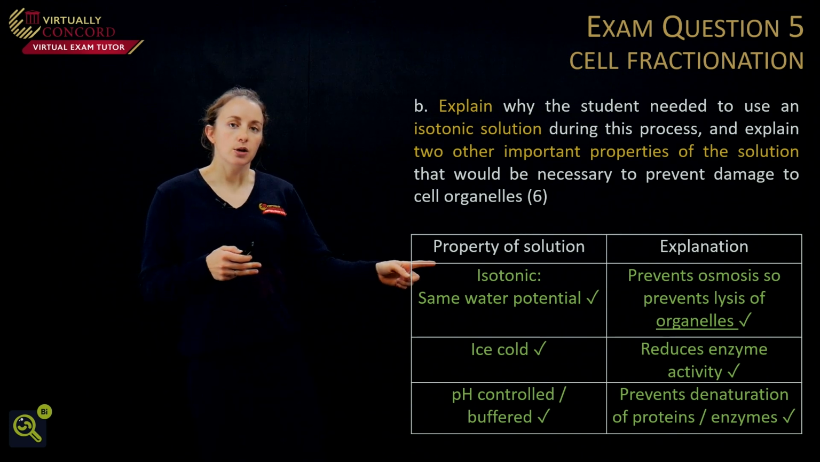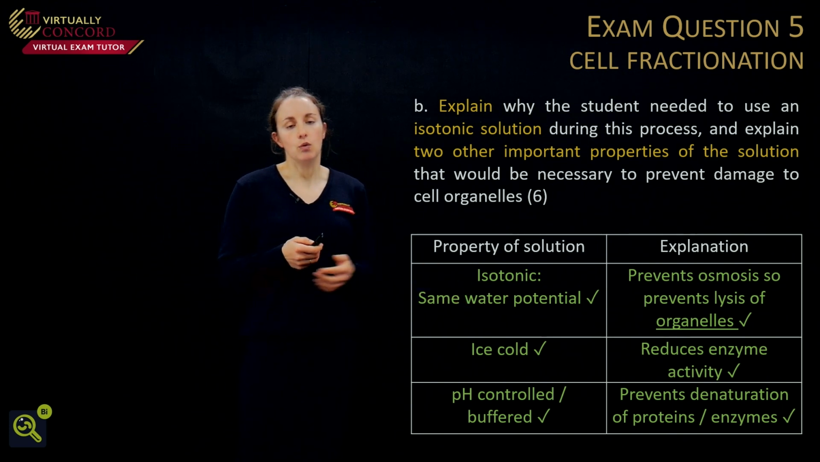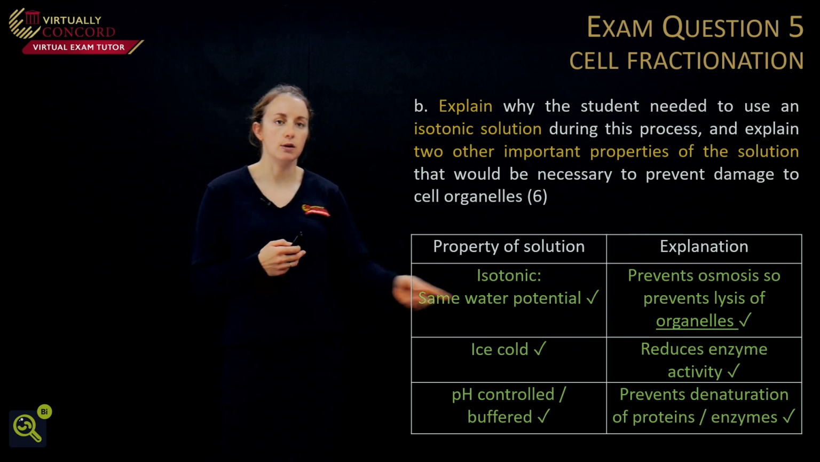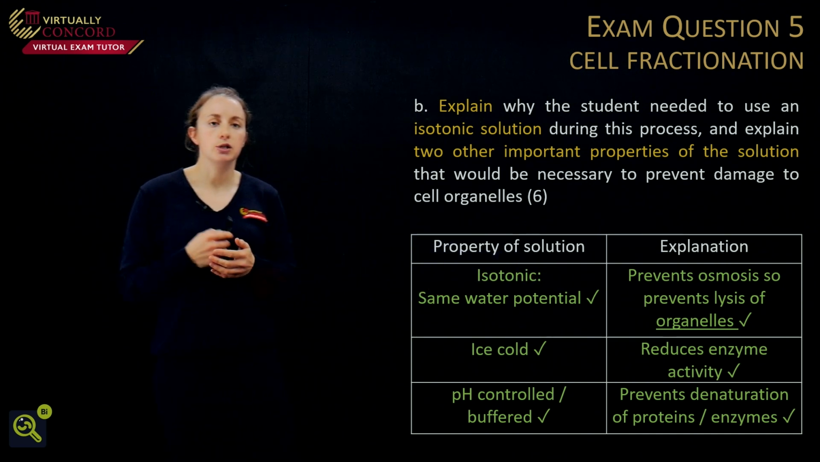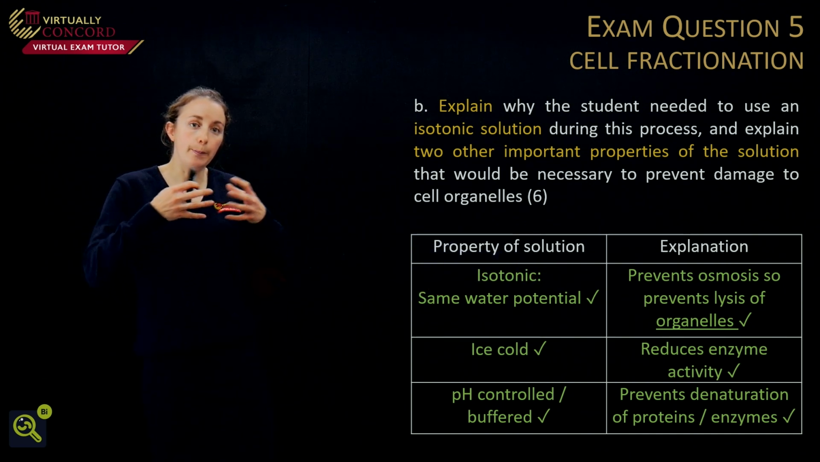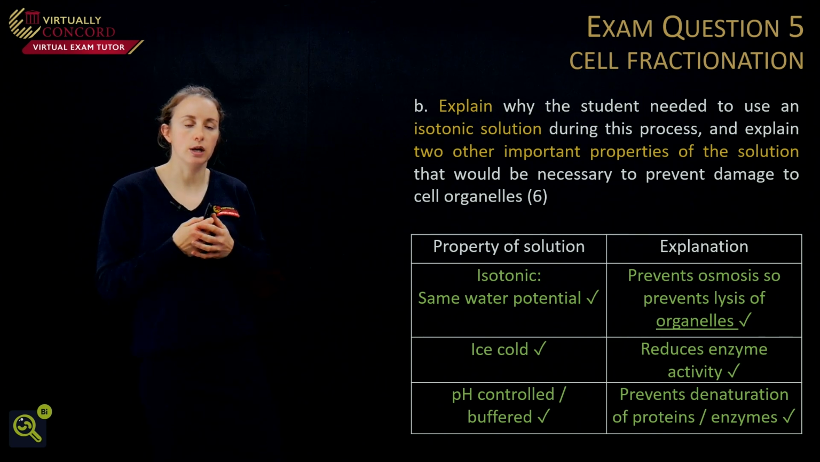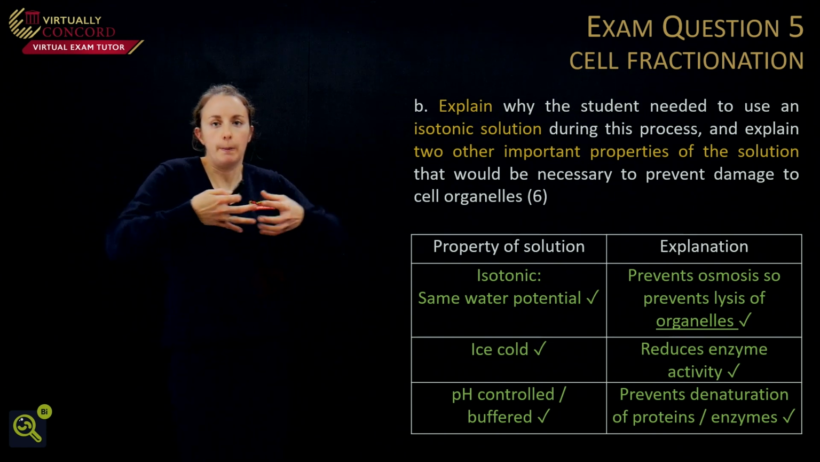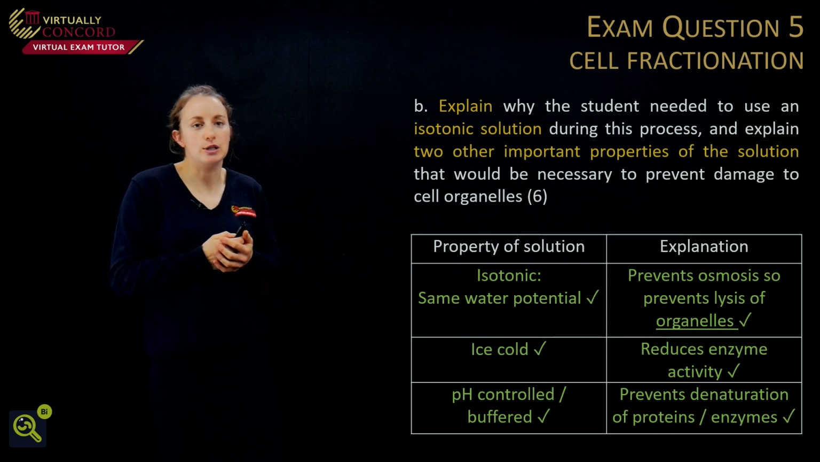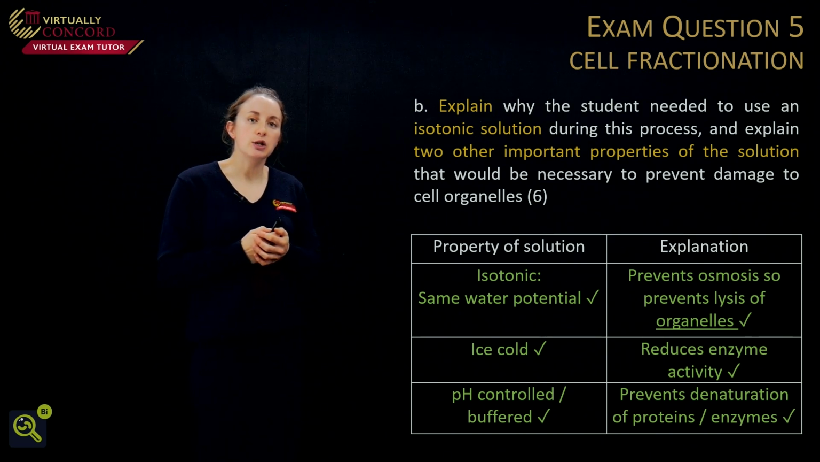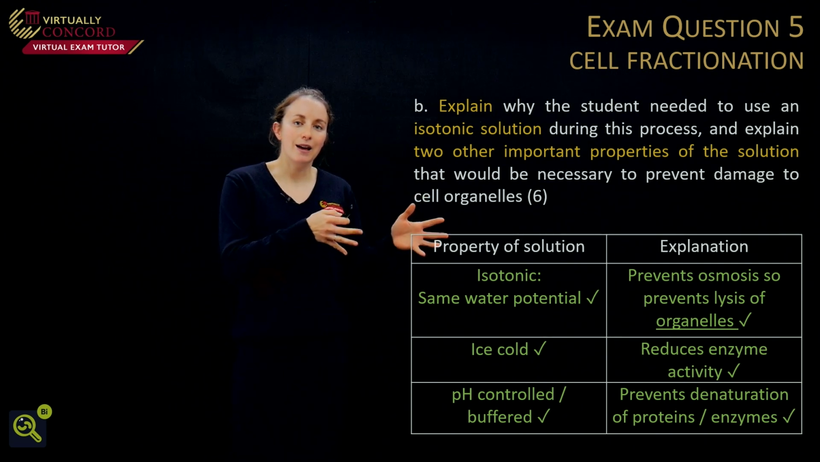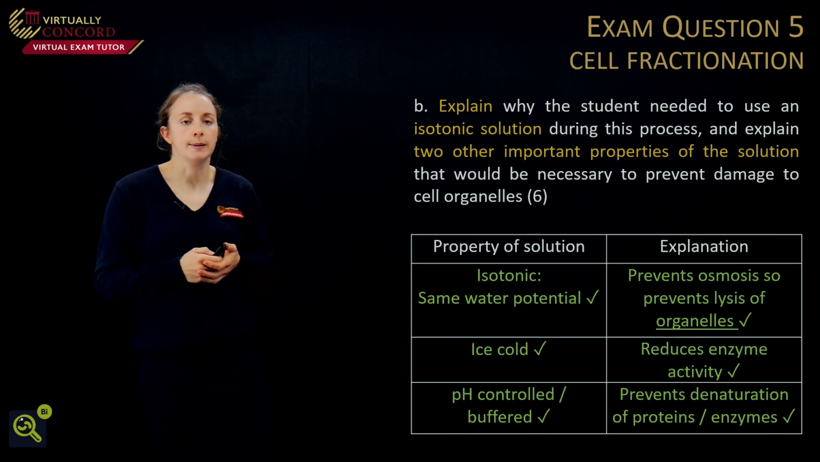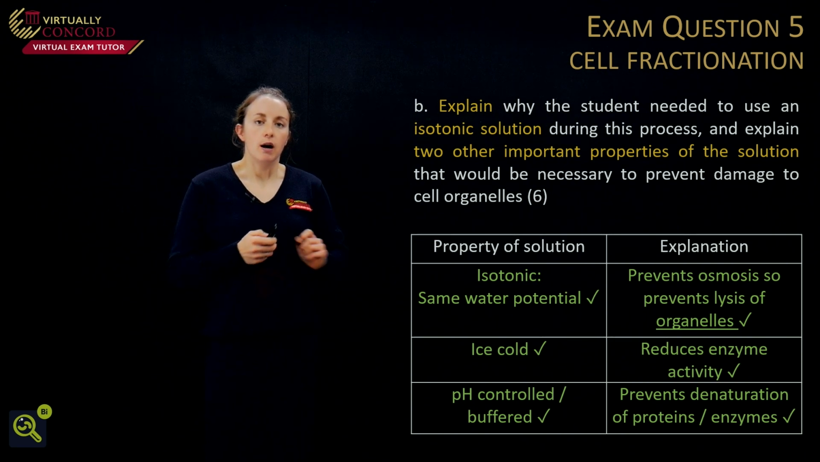So if we start with isotonic, isotonic means the same water potential as the cells, and that's important because it prevents osmotic action and prevents your organelles from bursting, prevents lysis of your organelles, and that's really important because we want a chloroplast at the end. We don't want mush from our burst chloroplasts. And it's important there that you do write about lysis of organelles, not cell lysis, because we're actually wanting to break open our cells.